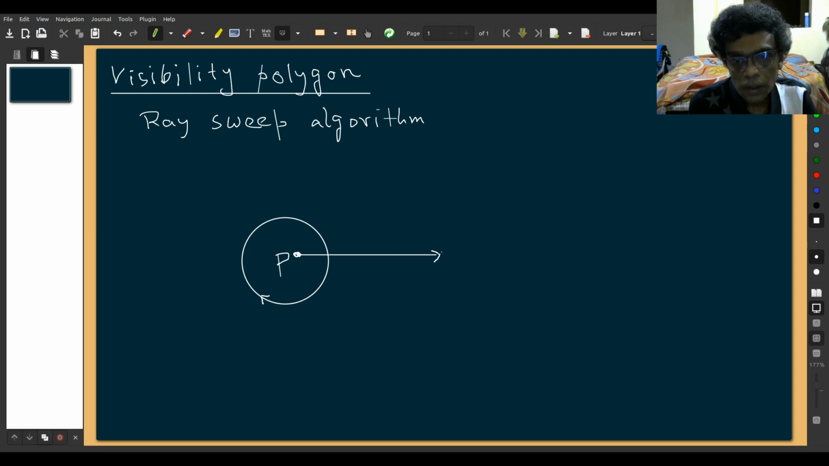So, during the movement of the ray, sweep of the ray along this entire 360 degree, certain events happen and we catch those events. Okay, so this is the difference between a line moving from minus infinity to plus infinity and a ray making a 360 degree rotation. Okay, so let me introduce the problem first.